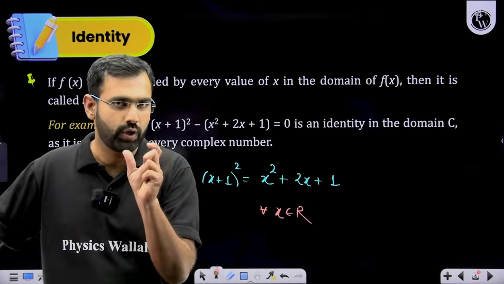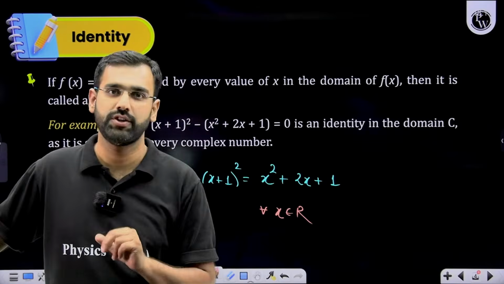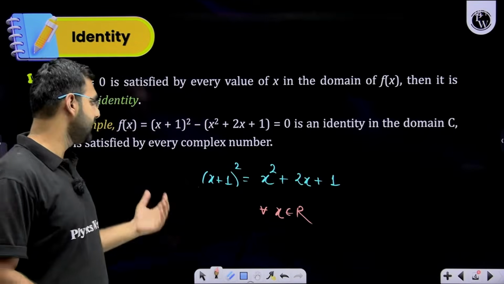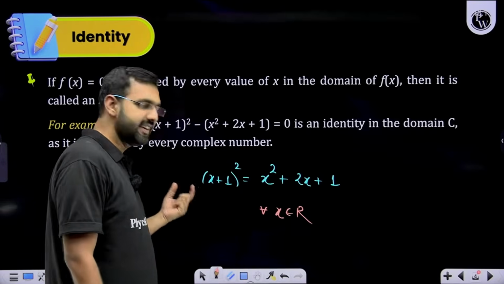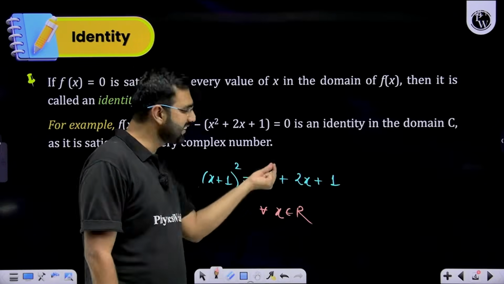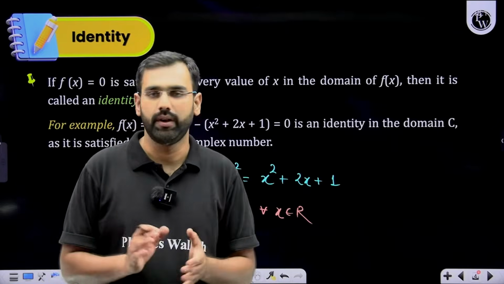I hope first of all you are able to understand the meaning of the word identity. So here if somebody says that it is an identity, the coefficients on the right hand side and the left hand side of the same degree term are equal.